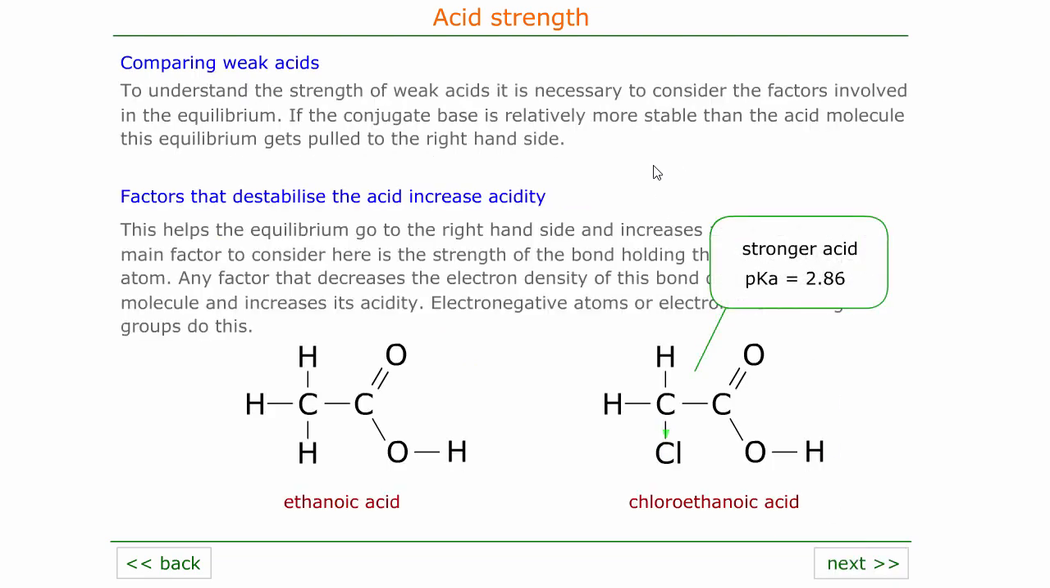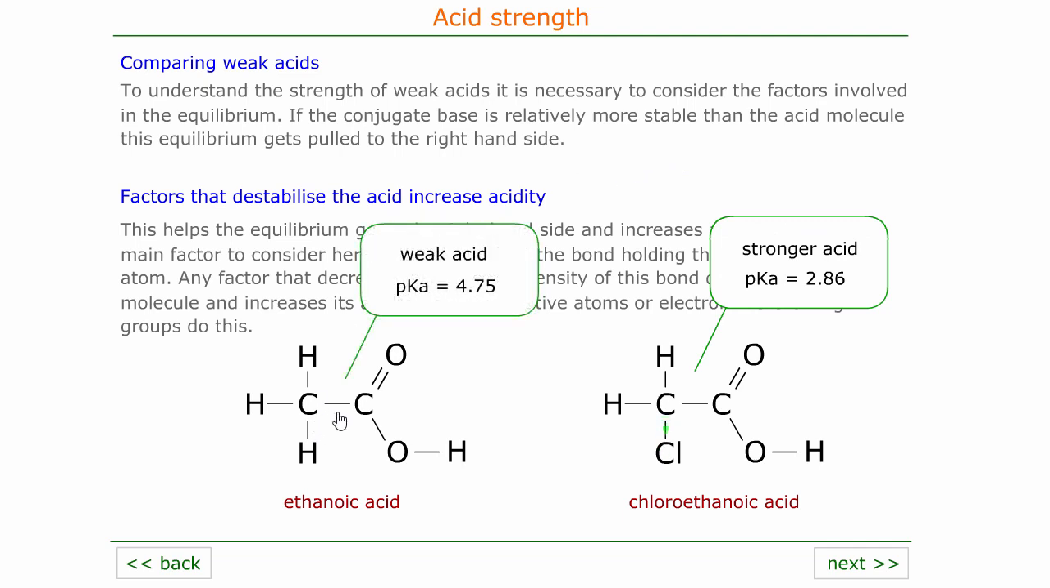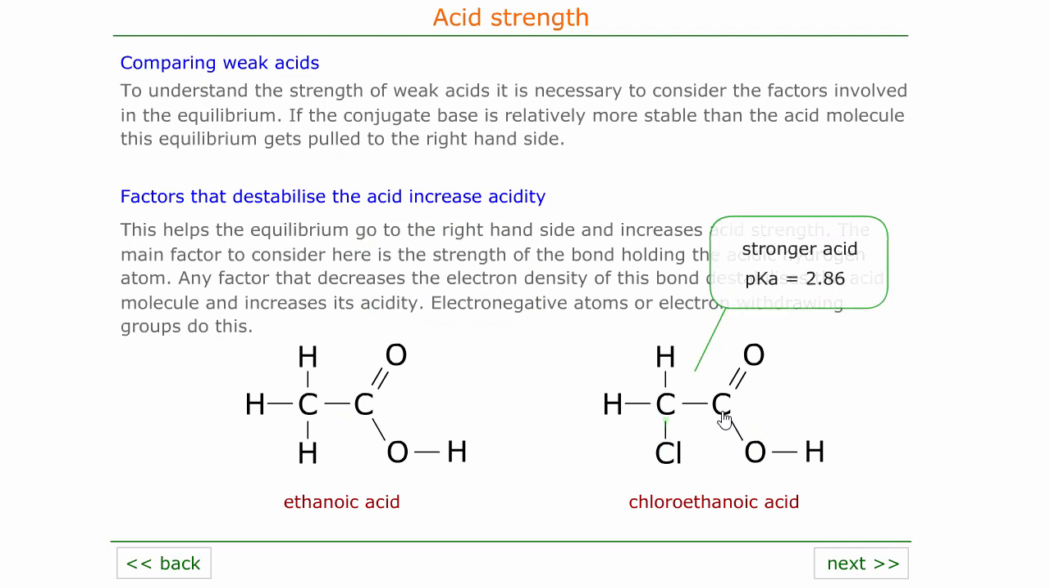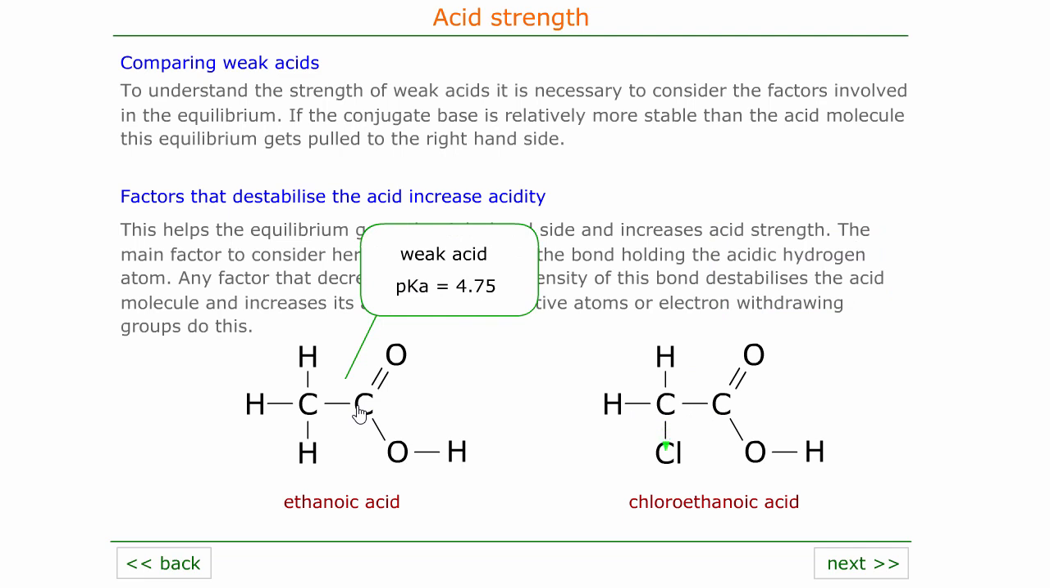If we compare weak acids, we can see that for some weak acids, ethanoic acid has a pKa of 4.75, whereas chloroethanoic acid has a pKa of 2.86. Now, the lower the pKa value, the stronger the acid, because the pKa is a measure of the dissociation. It's the negative log of the acid dissociation constant. So the greater the acid dissociation constant, the greater the dissociation, and hence the lower the pKa value.